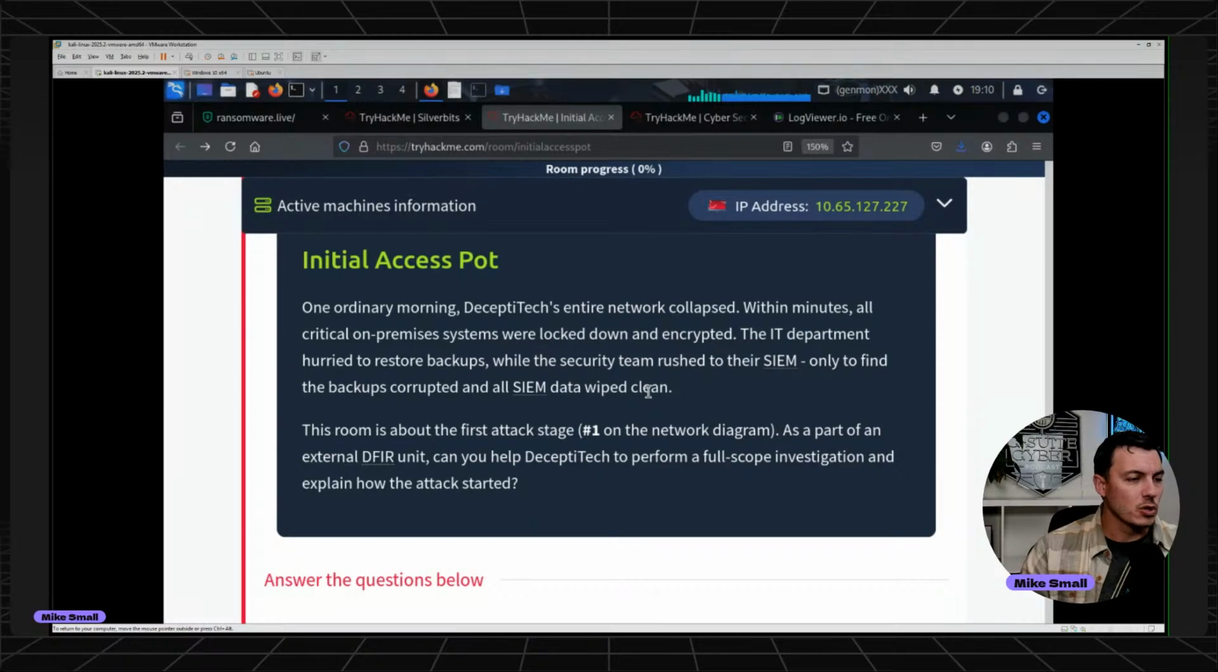Now, this room is all about the first attack stage. So this is a multi-room thing. Maybe we'll continue on if they look to be something cool that I think the viewers and the members here will get a lot out of. We'll do some more. This one for sure is good though. And as part of an external DFIR team, so this is a forensics, incident response type team, can you help them perform a full scope investigation and explain how the attack started?